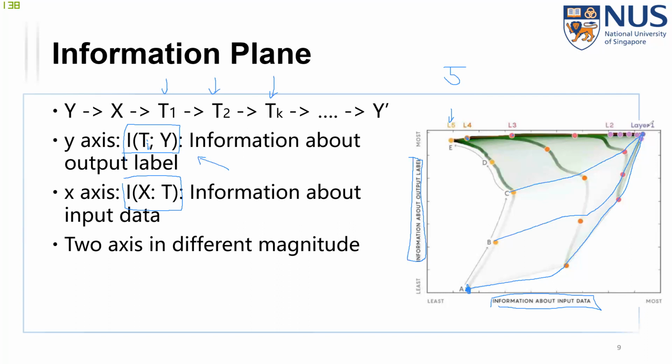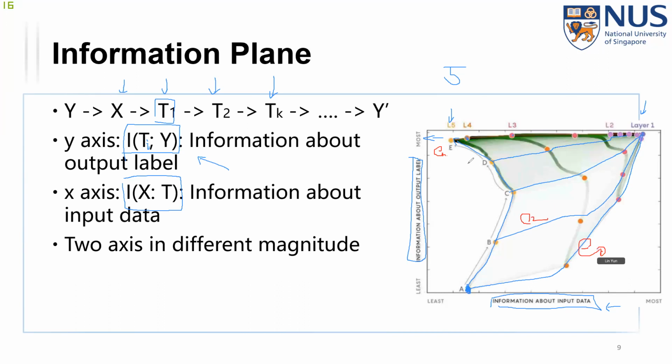But layer one is very close to the input data. For example, layer one is here. You may see that it has most of the information about the label and most of the information of the input data. Our final goal is to move this dot upwards to some place where the final layer knows the information about the output data. Let me label the epochs: this is epoch one, epoch two, and this is epoch n.